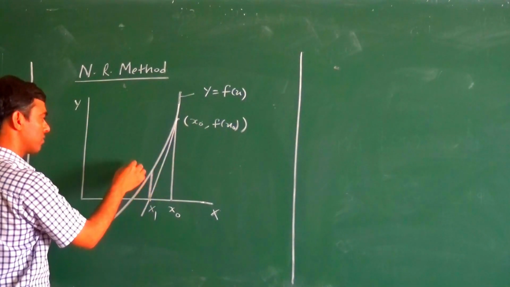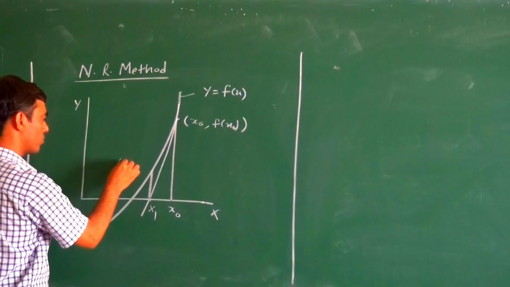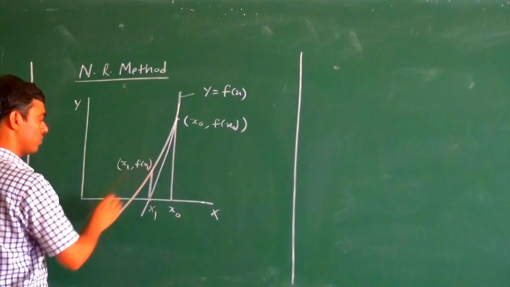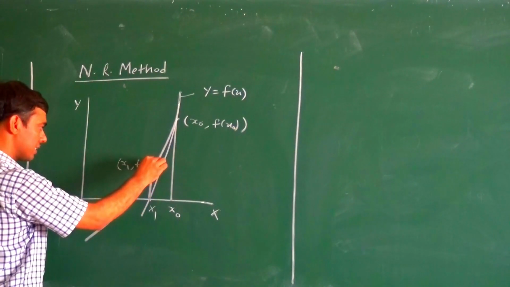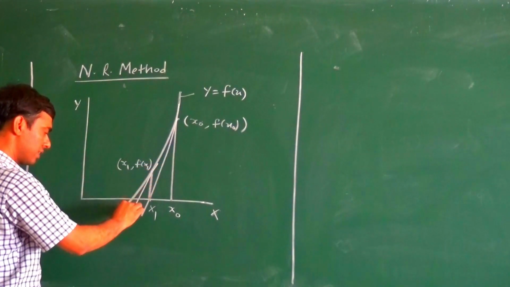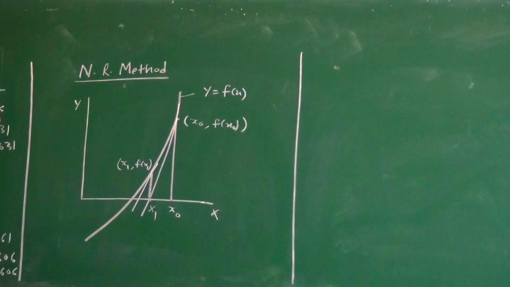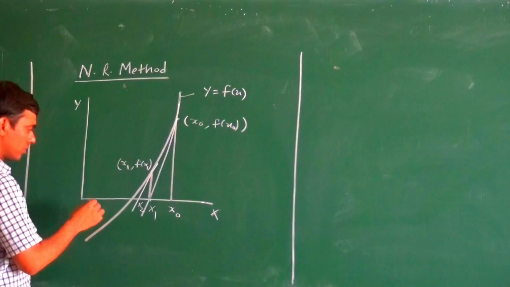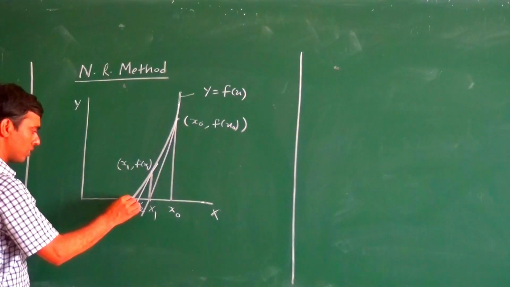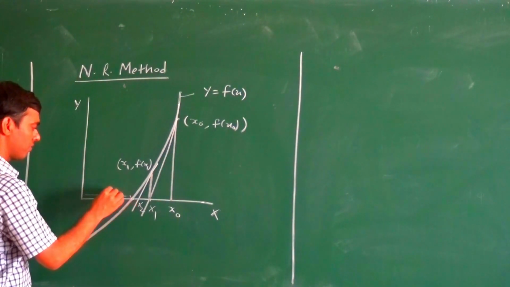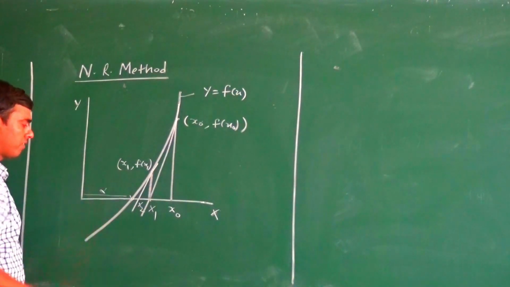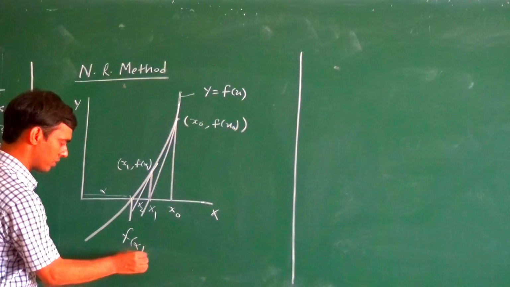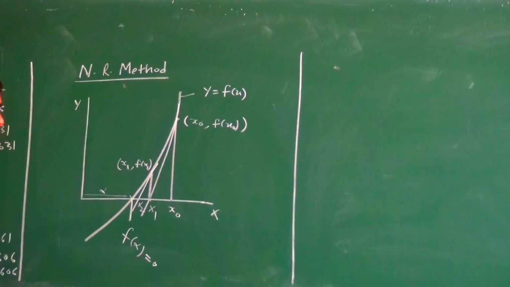At this point again, we find the value of the function and write the coordinate of this point: (x1, f(x1)). Again we draw the tangent at this point, so we find the second approximate root. This one is our actual root, alpha. Alpha is our actual root, and the value of f(alpha) is obviously equal to 0.